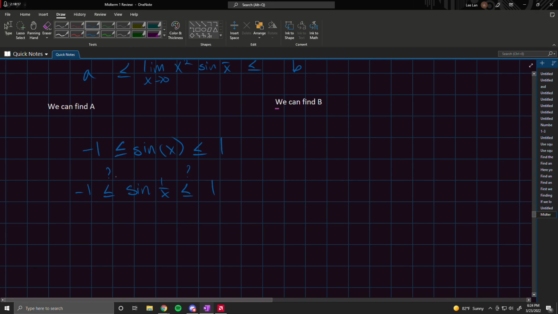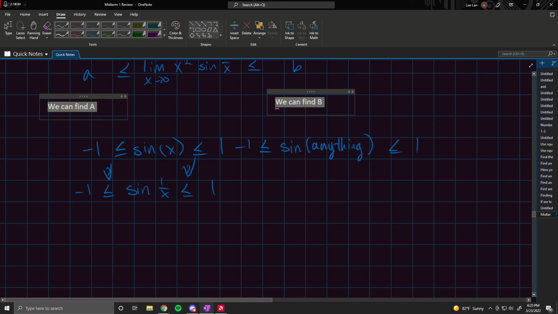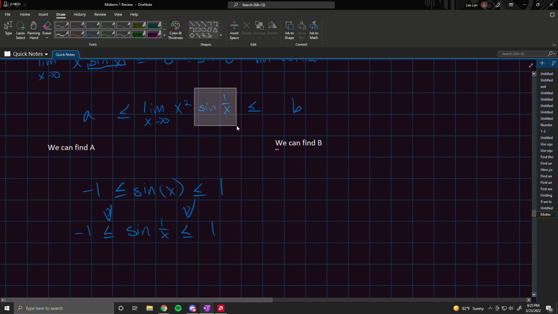And on a side note, sine of basically anything is still between negative 1 and 1. Whatever you put in the argument, sine will always be between negative 1 and 1. It doesn't matter what you plug in, as long as there's nothing in the front, this will be true. So we've got this part covered.